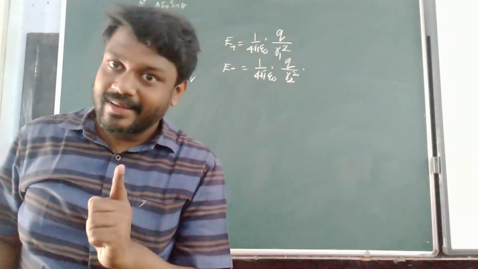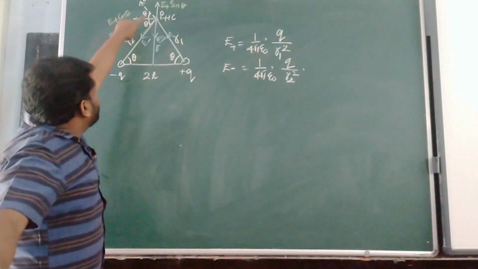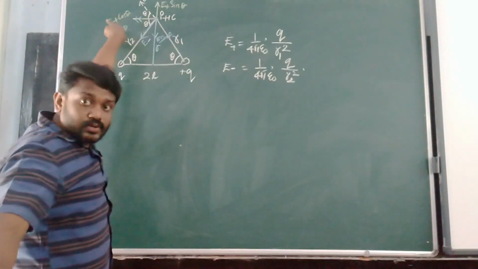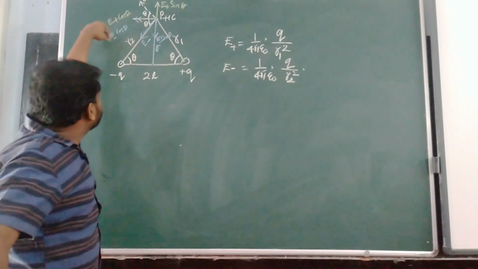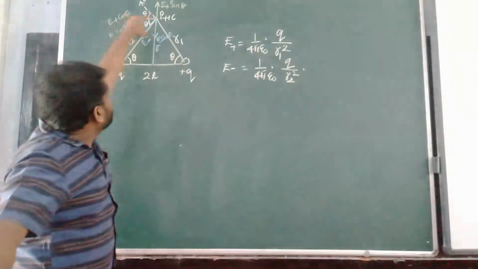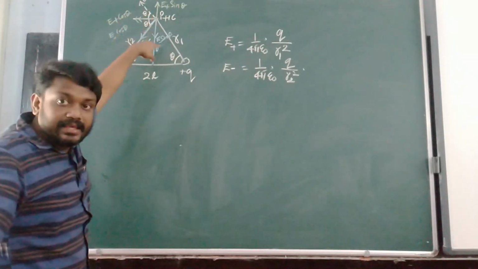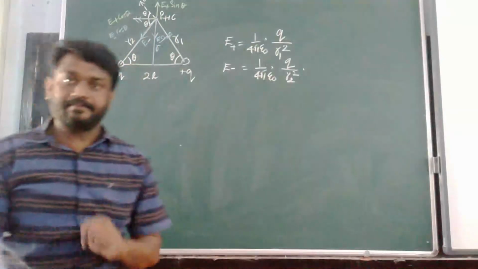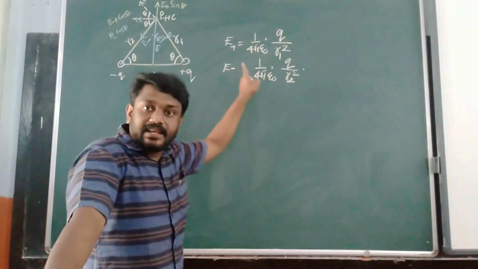Are you getting it? See, E plus and E minus are making an angle theta with the horizontal direction, so the horizontal components are the cos theta components. E plus cos theta and E minus cos theta act along the same horizontal direction, and E plus sin theta acts in the upward direction and E minus sin theta acts in the downward direction. Now come back to our equations for E plus and E minus.